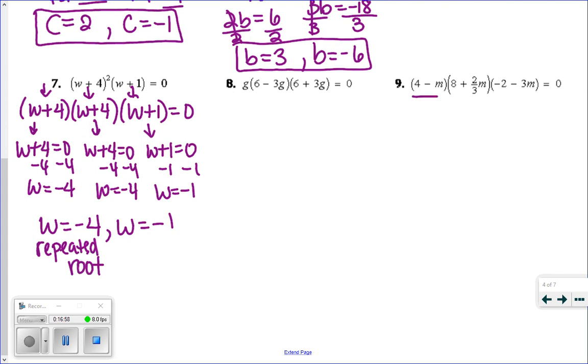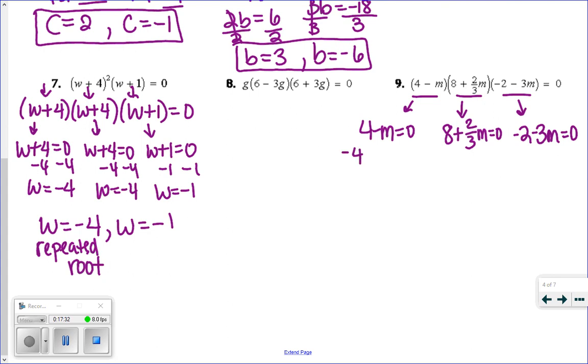So the only way this times this times this can be 0 is if either 4 minus m is 0, or if 8 plus 2/3 m is 0, or if negative 2 minus 3m is 0, right? So there's 3 different options here, and we just need to solve each one. These are all different, though, so I don't think we'll have repeated roots, but we'll find out when we solve it, okay? All right, so let's start with this one.